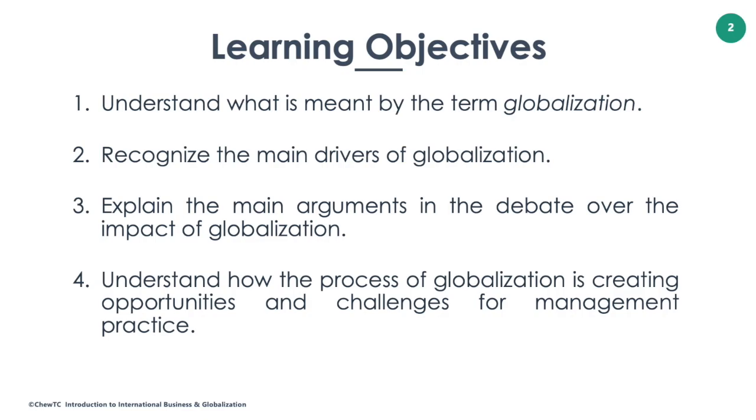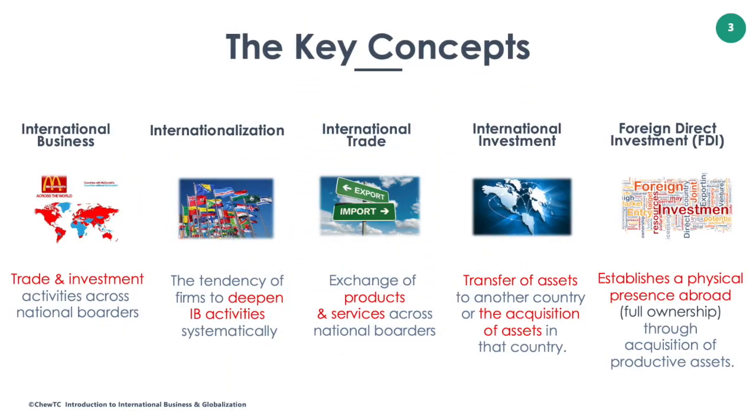Okay, before we start with the first learning objective, let us discuss some of the key concepts in international business. Here, we have five key concepts or terms which we use frequently throughout the course. First of all, what is international business? It refers to trade and investment activities across national borders. The key word here is across. It has to be outside of the home country.